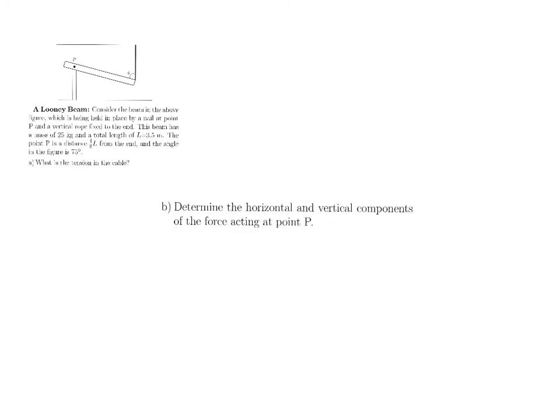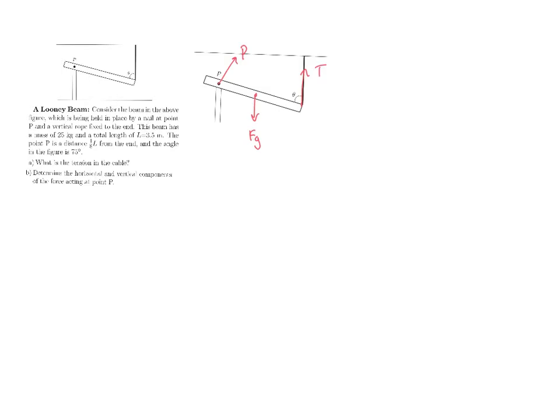So part B to this problem is to determine the horizontal and vertical components of the force acting at point P. So I want to get back to my free body diagram, and this is pretty typical of these kinds of problems. First find some force acting on the beam, and then after you have that, go back and try to figure out what force the point of rotation is being acted on. So there's my free body diagram.